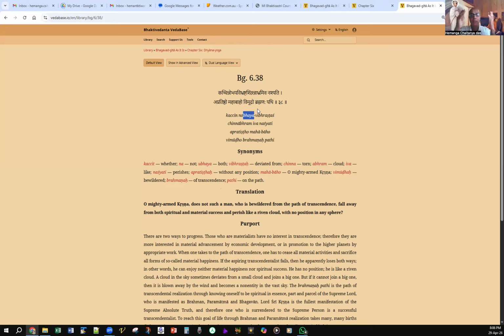Ubhaya path refers to some material path and some spiritual path. Now, the material path at this stage may be more than the spiritual, and this is what we are trying to convert. Make the spiritual path more and more, and one day the material path should come down to zero. So now Arjun is asking Krishna, kachit na ubhaya vibhrashtas.